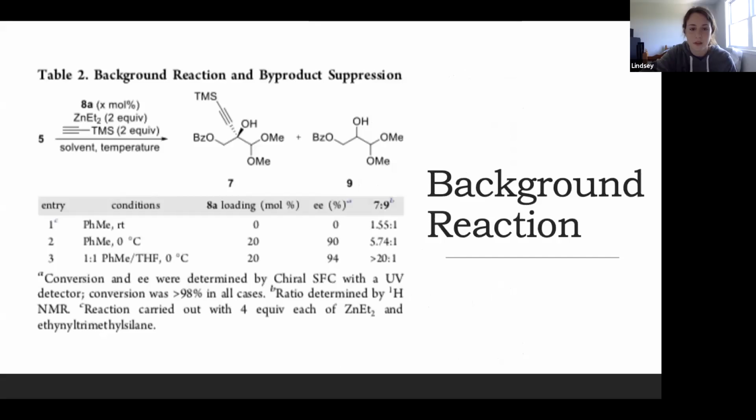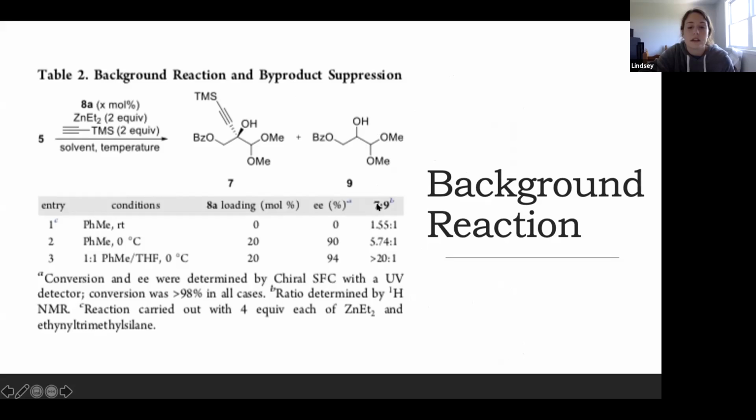Cool. And then they also found with the reaction that there was a background reaction in which compound 7 was reduced to compound 9. And what they found was that THF actually blocked that reduction. They don't really know why. I was trying to find a mechanism for it, but we don't know why.